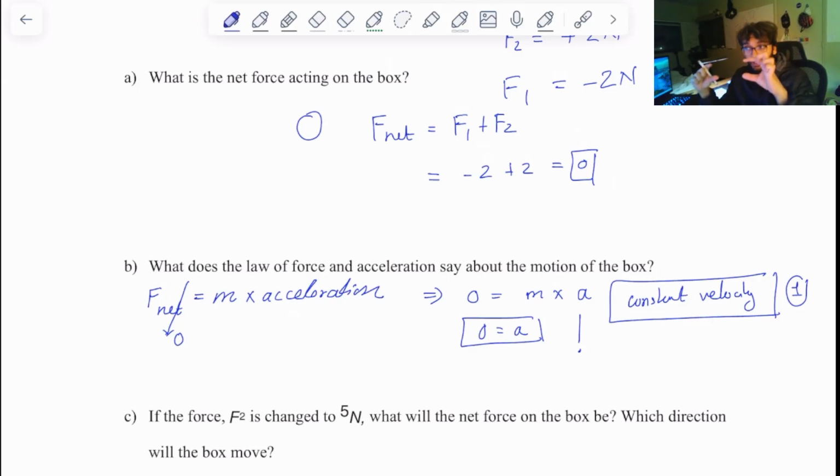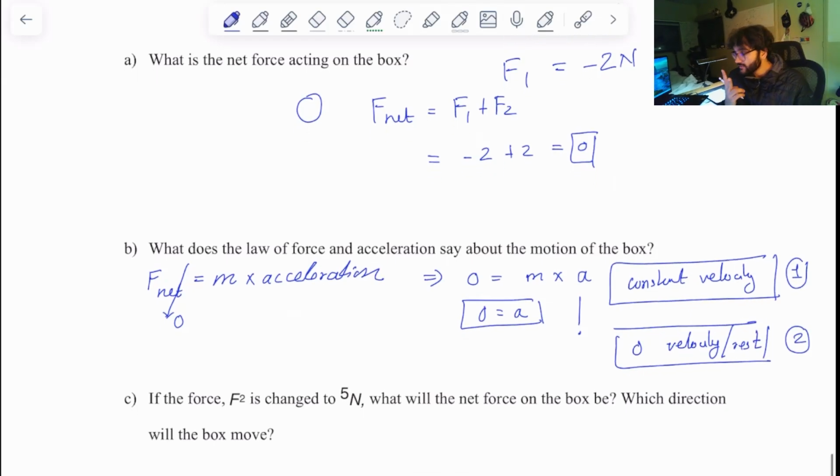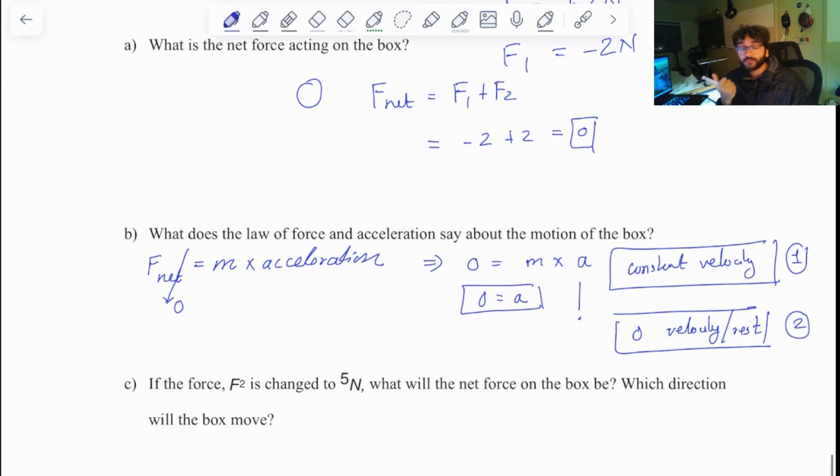Either it is moving with constant velocity, and the second thing we know about this is it has zero velocity, or at rest. Okay, so two cases when the net force is 0: constant velocity or zero velocity. So that's what we know about the motion of the box.